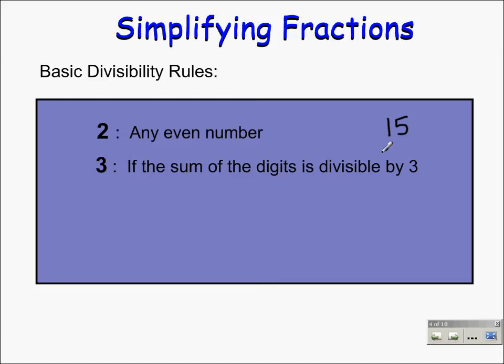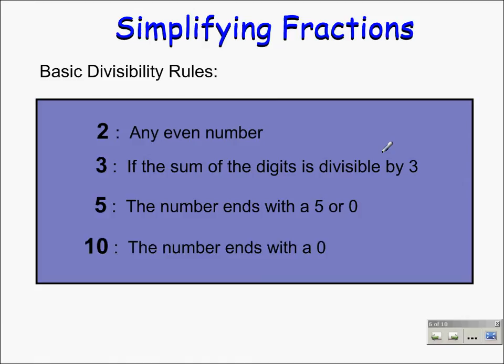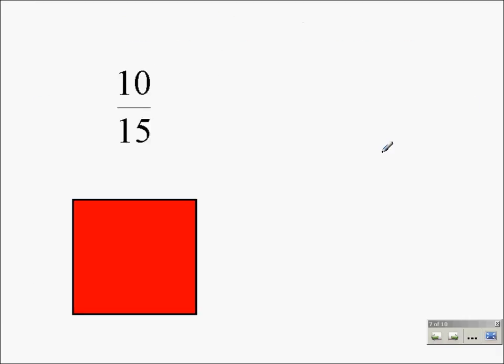Another divisibility rule is the one for 5. Any number that ends with a 5 or a 0 is divisible by 5. And the last divisibility rule we will look at is the one for 10. Any number that ends with a 0, 10 can go into that number. Let's take a look at a couple of fractions and how we would simplify them as much as we can based on these divisibility rules.